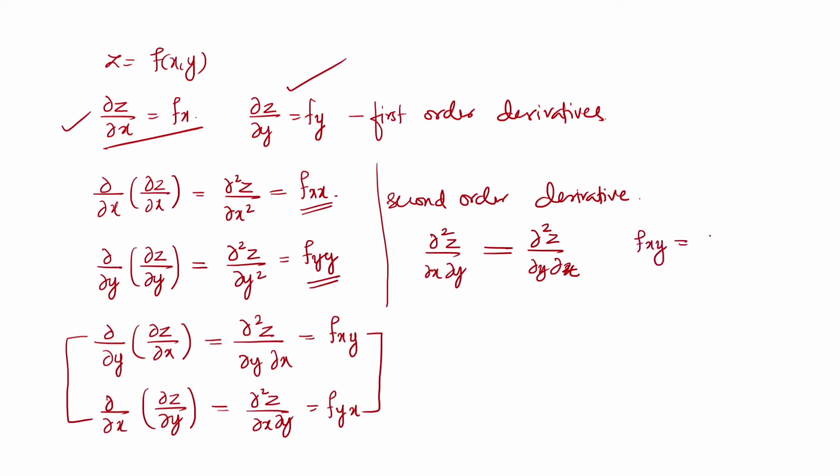Fxy or fyx, both are equal. These two are equal. Okay, these are the second order partial derivatives. Similarly we can move on to higher order derivatives.